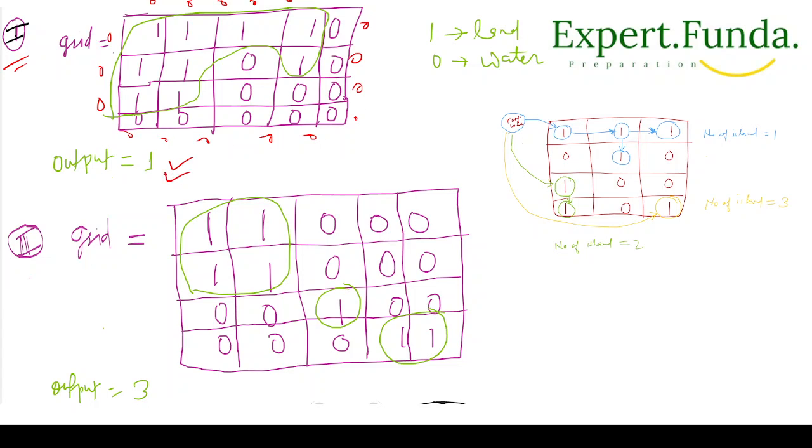Now coming back to example 2, we are given a grid in which we have some ones. This is 1, this is 1, and this is 1, and this is 1. If we collect these and they are surrounded by water, we can say this is one island, this is another island, and this is another island. That's why the total number of islands is 3.